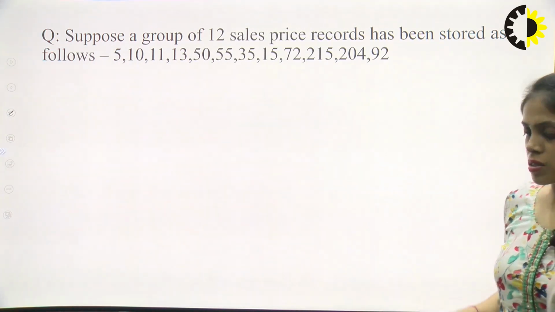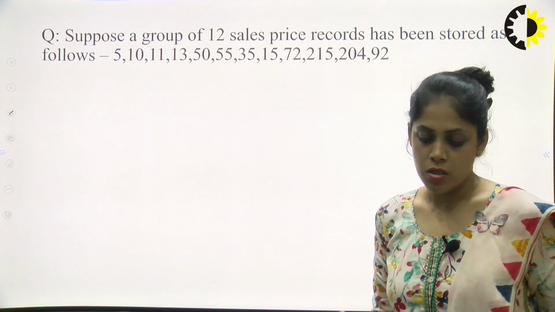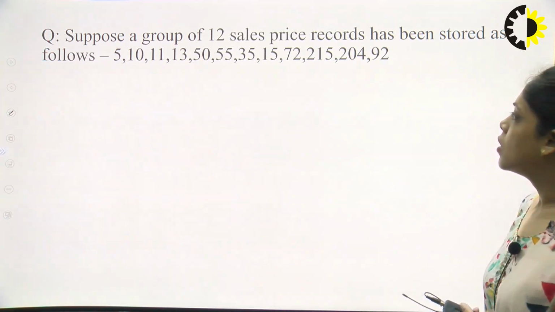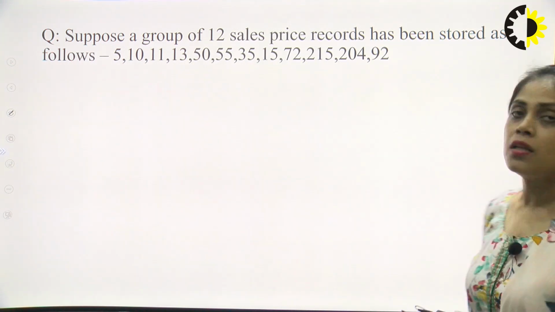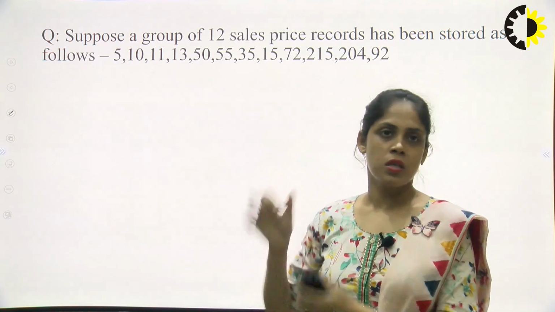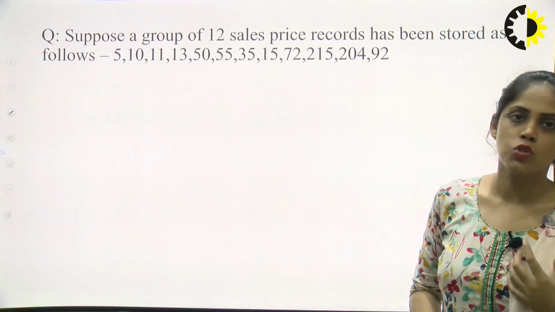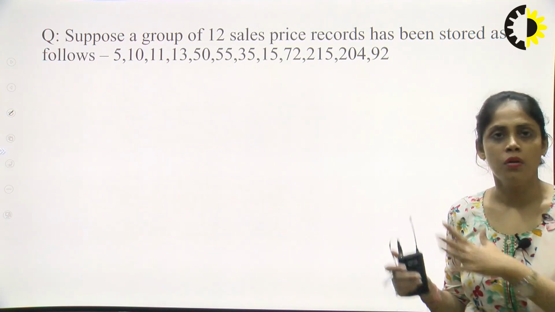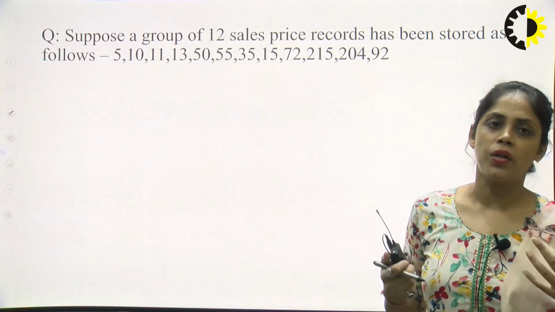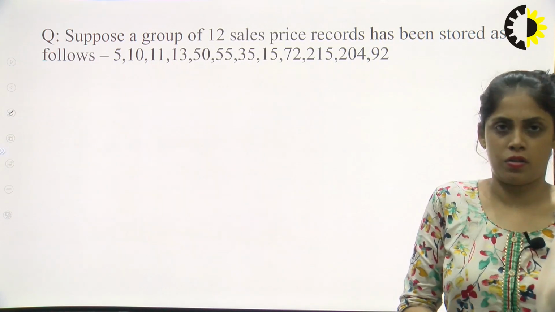Now let us take one more question to make this particular thing more understandable. Suppose a group of 12 sales price records have been stored as follows. Here it is. Now again, by using the bin values, we need to perform the binning technique. We need to smoothen it. We need to remove the noise or whatever the error is there. We need to minimize it.